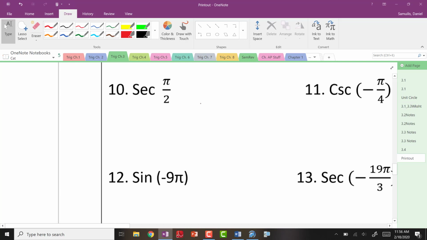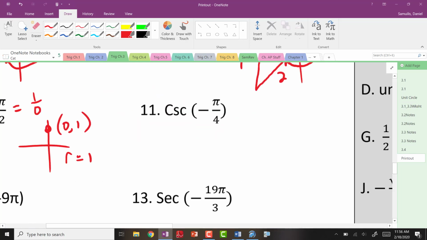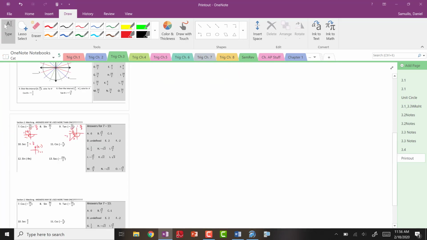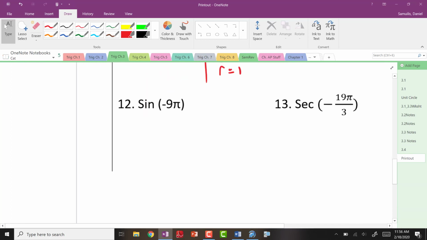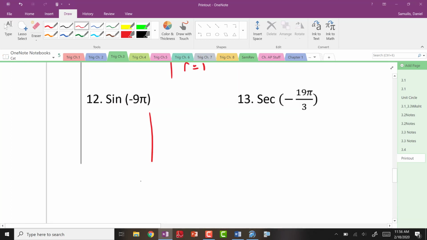What's pi over 2? What angle measures that? 90. What do I put for this? 0, 1. What's secant? What is that? Undefined. Whoa, that got real small. Undefined. Right? And then where's negative 9 pi? Where does that land? I don't care if it was negative or positive. Where does it land? Lands at 180.